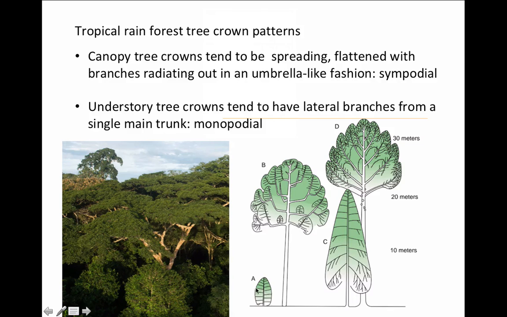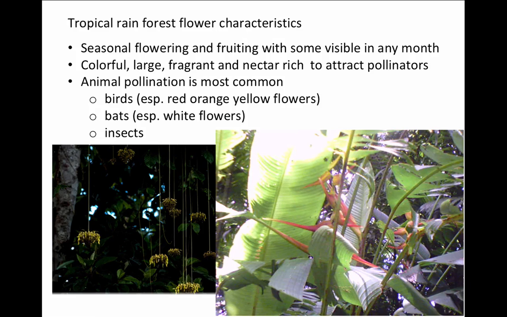Now, an understory tree would have a different type of shape. It would have branches that would go out laterally or sideways from a main trunk. And if that's the case, it's called monopodial.